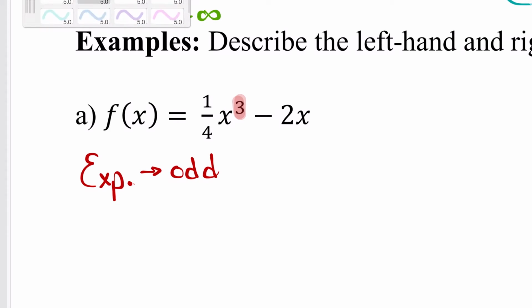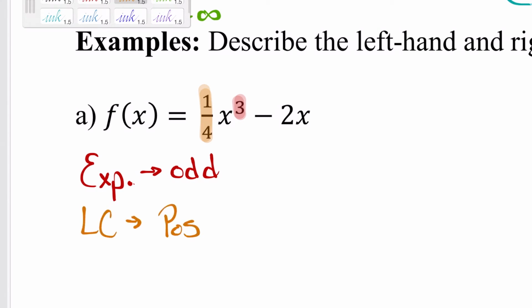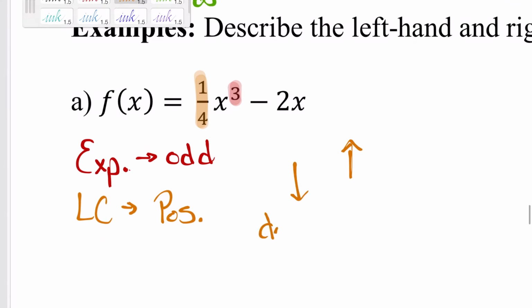I then look at my leading coefficient to figure out which directions those are going. So my leading coefficient here is a positive number. Because it's positive, I know that I'm going to be going up. So my last arrow, or the arrow to the right, is going to be going up. Because it's odd, they have to go in opposite directions, so it's down to up.